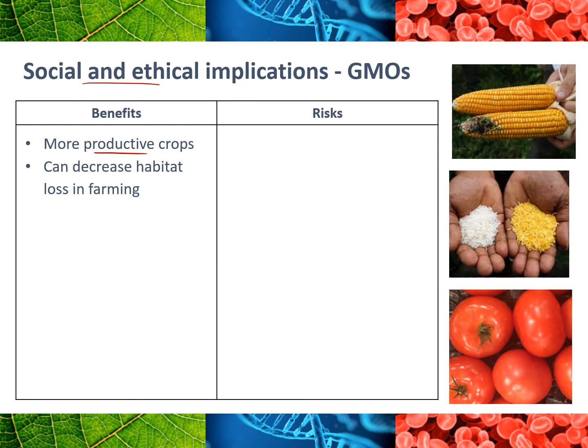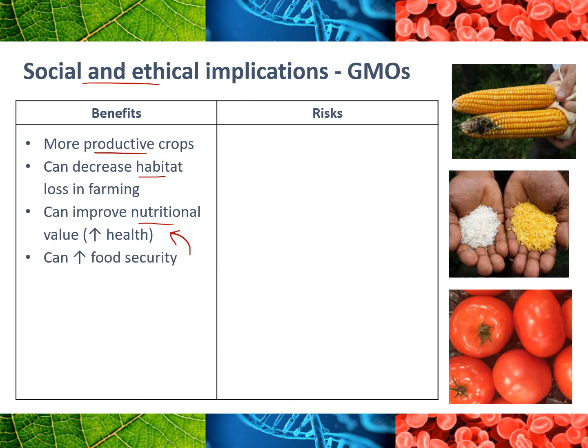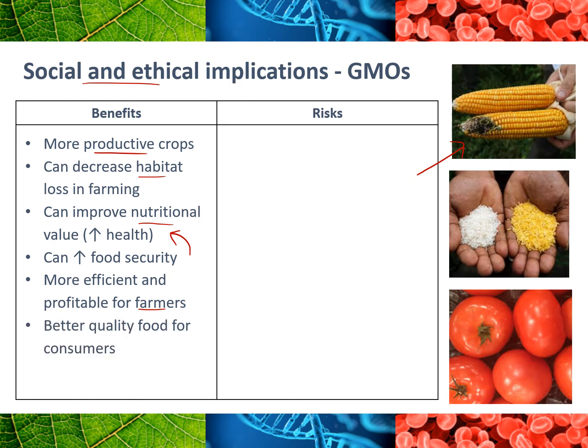Because it's more productive, it can mean that there's less habitat loss in farming. So farming can be done in a more efficient way. As I mentioned, it can improve nutritional value, which is really important for health. It can improve food security, so everyone has availability of nutritious food. Obviously, it's better for farmers if it's more efficient and profitable. They're not losing crops from insects and herbicides. It's good for us, means better quality food, often food that looks really nice, which people seem to care about.